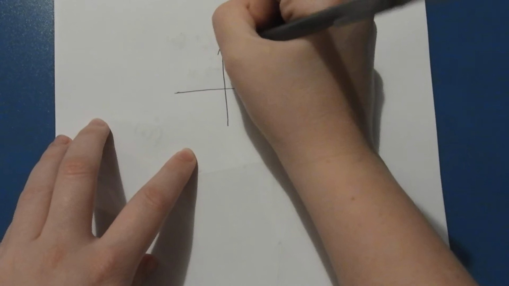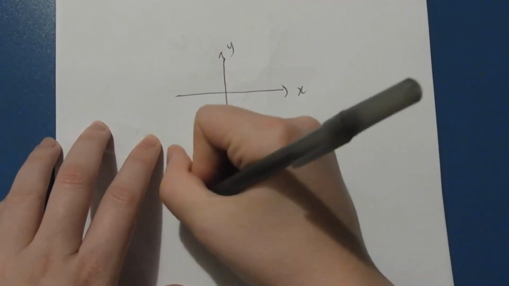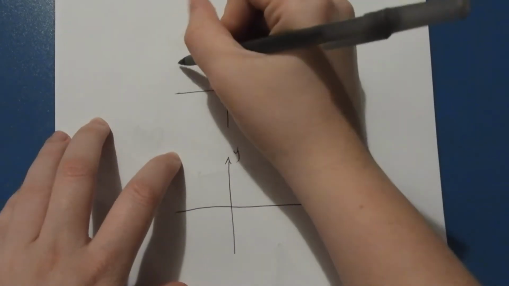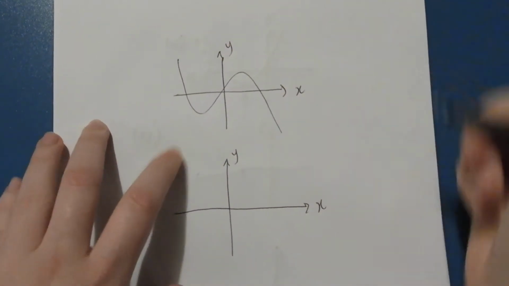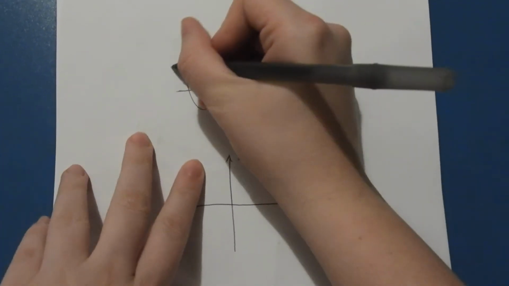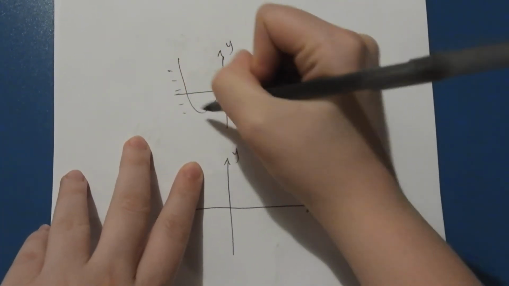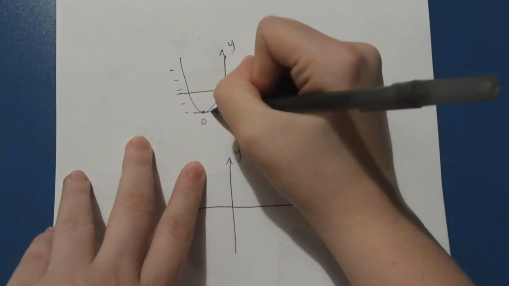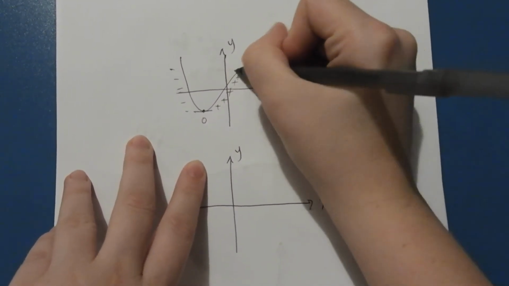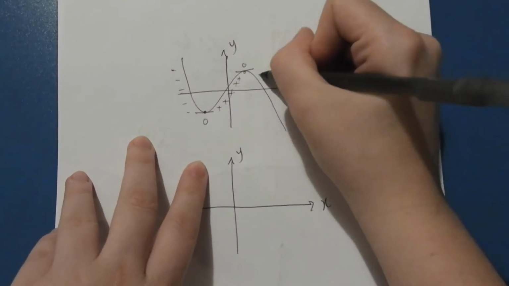So we'll have x and y. Let's take the derivative of this. Going along the line, we've got a negative gradient, and we've got 0. Positive, and then we got 0 again, and then we got negative.